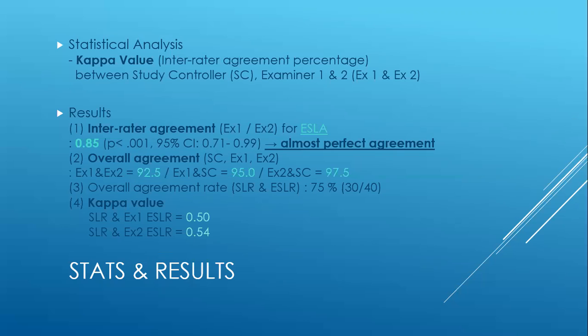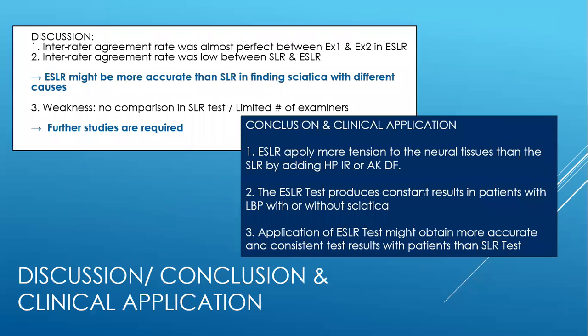And for both examiner 1 and examiner 2, the kappa value between SLR and ESLR was 0.50 and 0.54, which is really low. So as a discussion, inter-rater agreement was almost perfect between examiner 1 and examiner 2 in ESLR, but low between SLR and ESLR, which means ESLR might be more accurate than the single leg raise test in finding sciatica with different causes.